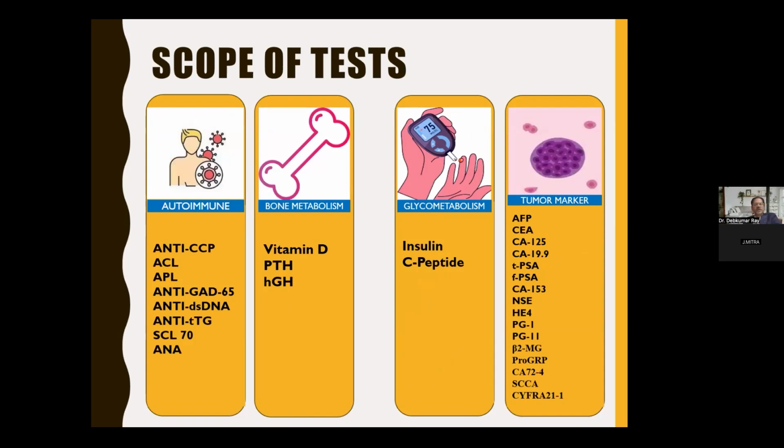Now the next one is autoimmune disease profile, like anti-CCP, anti-cyclic citrullinated peptide. ACL, that is anterior cruciate ligament injury biomarker. And APL is the acute promyelocytic leukemia marker. Anti-GAD, that is glutamic acid decarboxylase having 65 kilodalton component, which we can assess by using this technique, as well as TG, TTG, and ACL70. ACL70 is a scleroderma associated autoantigen having 70 kilodalton molecular weight, and anti-nuclear antibodies are also being detected.